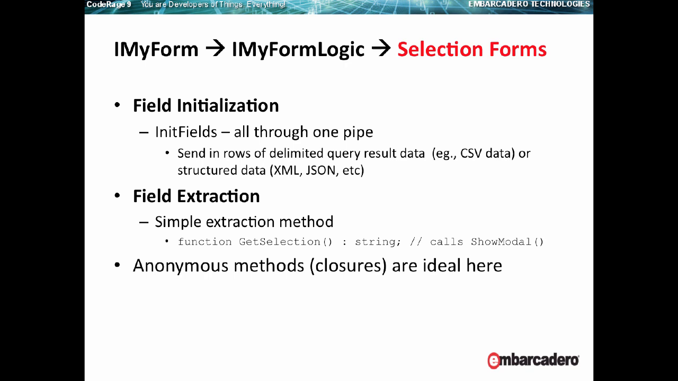On the field extraction side, it's really simple. Usually we're getting a string or an integer back, so we just call getSelection. And this is also where we happen to hide the show modal call. Now, it happens that anonymous methods or closures are ideal to use here.